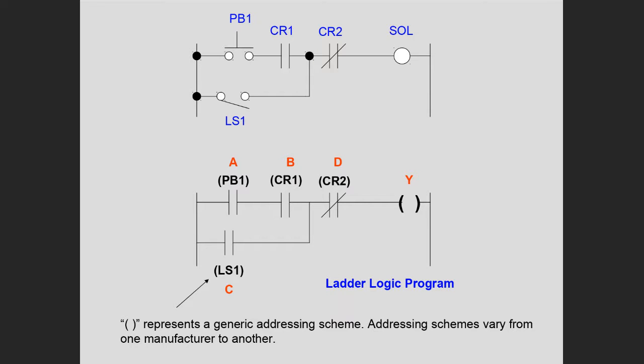So I can use basically these symbols, examine if open, examine if closed, to mimic the functionality of these switches. And if you look right here, we got CR2. We got CR2 down here, which I show as basically an examine if open instruction, but we don't know without understanding the functionality of this circuit.